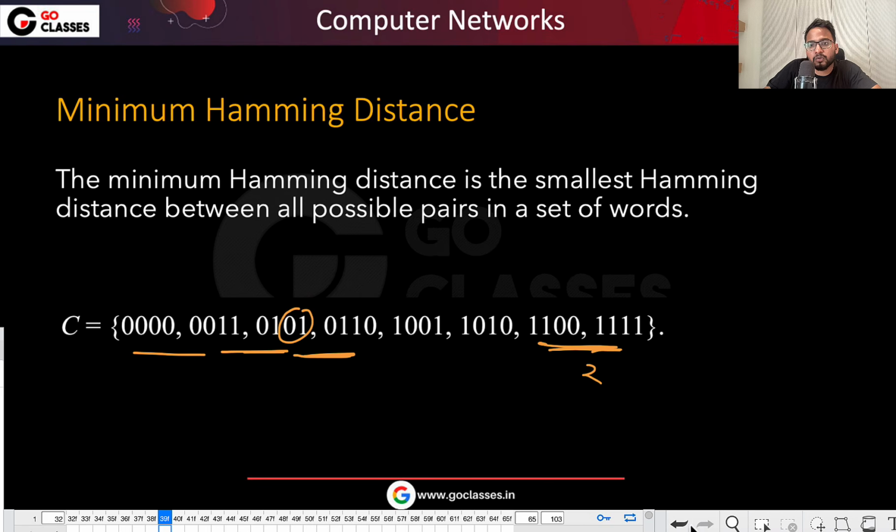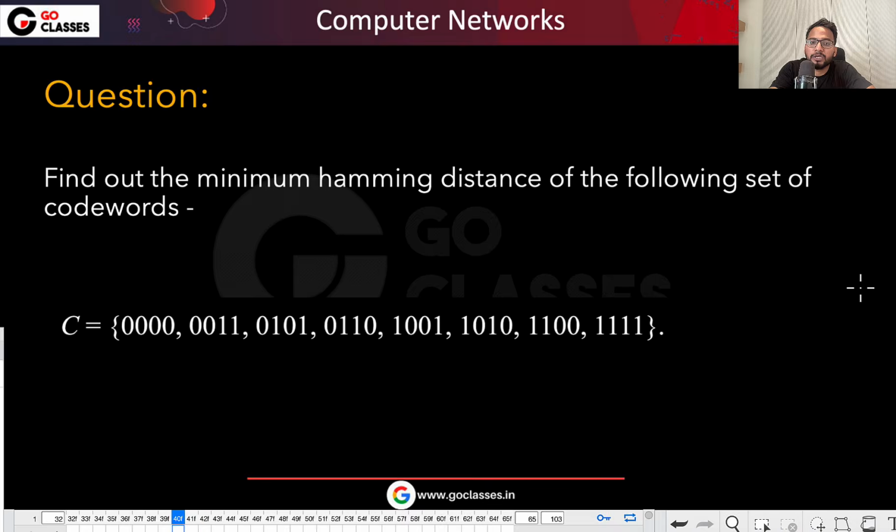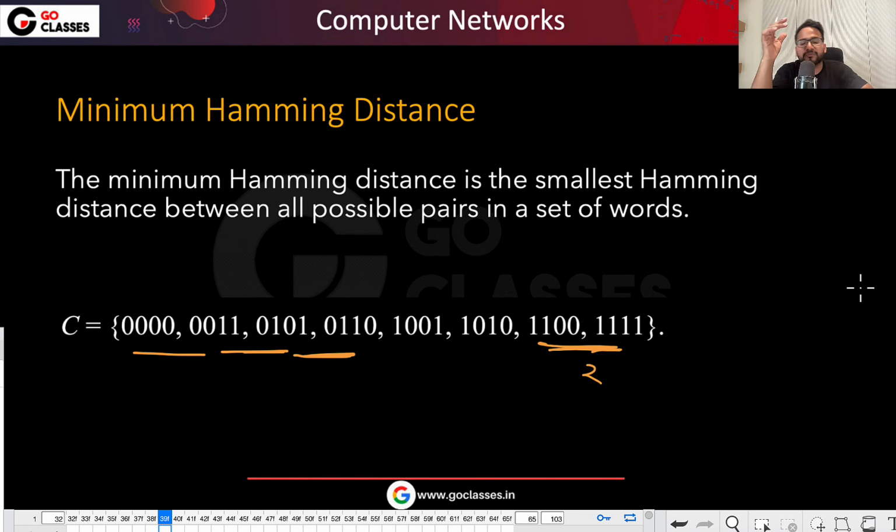Let's suppose this is 0 also, or something like this. Basically, you need to find the minimum among all the pairs. Currently it is coming out to be 2, right? So find out the minimum distance. Here it is 2. So the minimum Hamming distance means that you are given all the pairs of codes, and among all the pairs, what is the minimum Hamming distance?